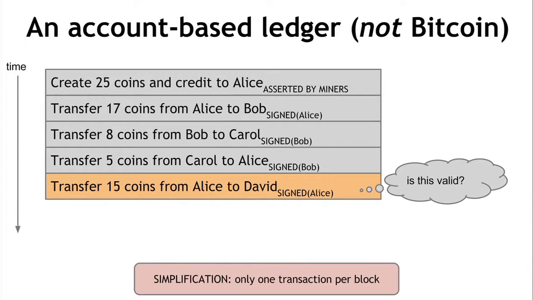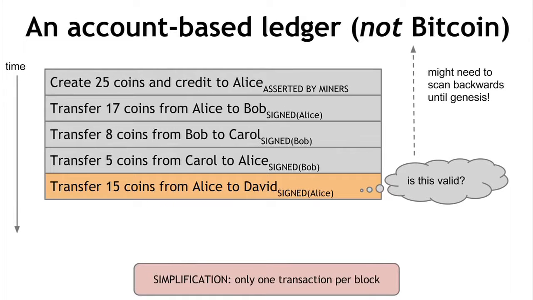So to tell if this transaction is valid or not, we have to figure out whether or not Alice has the 15 coins that she's trying to transfer to David. And to figure that out, we might have to look backwards forever to the beginning of time at every transaction that's ever involved Alice. Every time Alice has sent or received coins, we need to find all of those transactions and add them up to see if she really has the 15 coins that she's trying to transfer to David. And of course we can make this a little bit more efficient with some data structures that track Alice's balance after each transaction, but that's going to require a lot of extra housekeeping besides the blockchain itself.